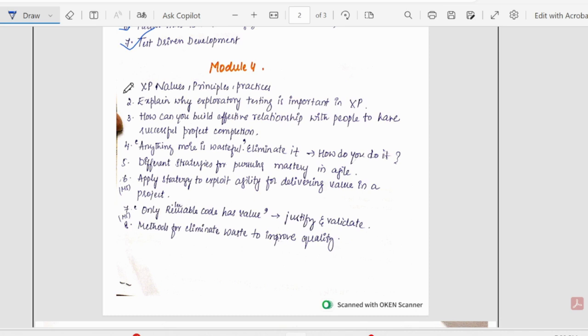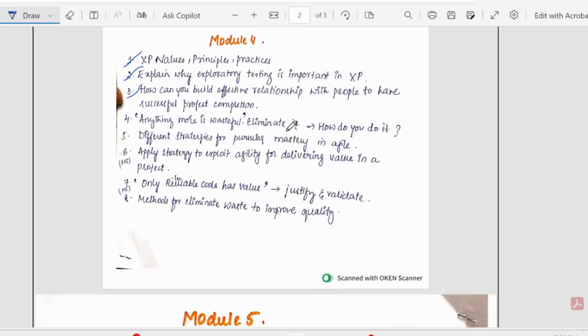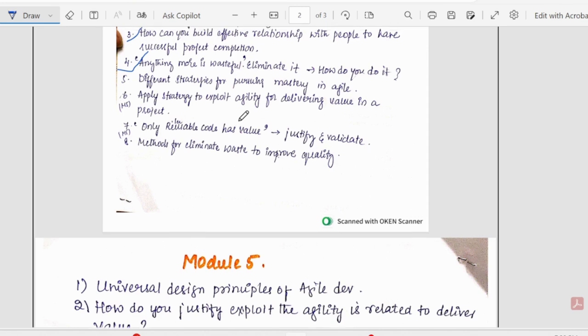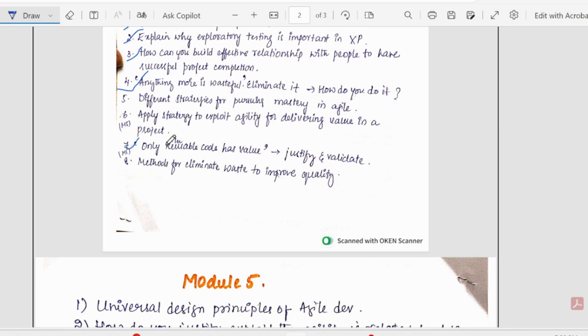Coming to the fourth module, what are the XP values, principles and practices? Then we have, explain why exploratory testing is important in XP. Then we have, how can you build effective relationships with people to have successful project completion? Then we have, anything more is wasteful, so eliminate it. How do you do it? They can give such phrases and expect us to deduce those phrases and explain them in the context of Agile methodology. So make sure that for the popular ones like only releasable code has value, anything more is wasteful, you know in what terms they have meant that and what to write for such statements.